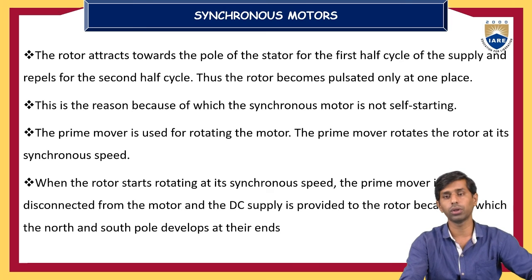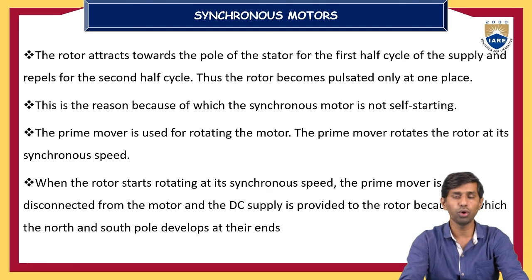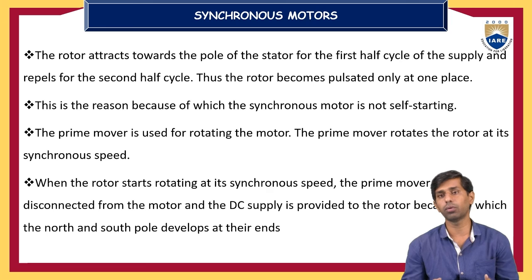So where unlike poles come across, it is pulled into synchronism. Now the rotor is rotating at the synchronous speed. When it attains the synchronous speed, there is a magnetic locking between the stator poles and the rotor poles. At that point of time, you have to disconnect the prime mover from the synchronous motor, and it keeps on rotating with the same speed as the rotating magnetic field.